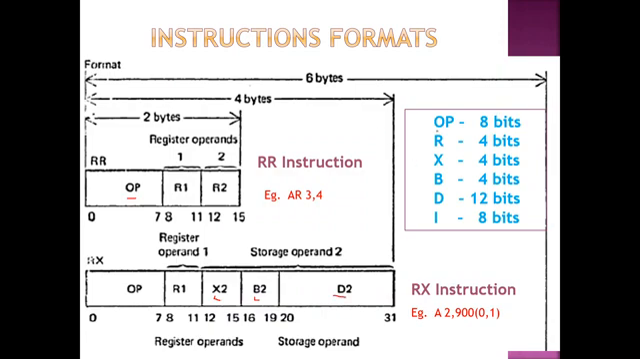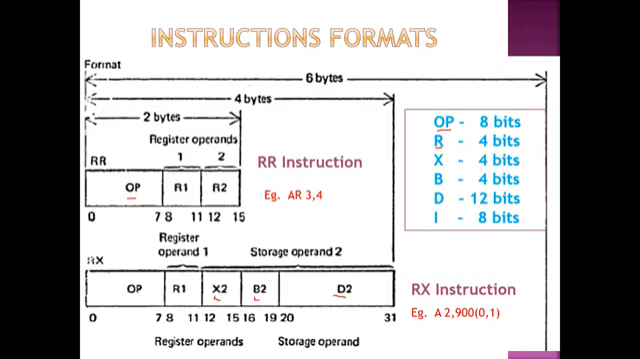OP here stands for the opcode. Any instruction should have the opcode, and after the opcode you have operands. Whenever I say R, whether R1 or R2, it means it is a register. OP means it is an opcode. Opcodes are always represented using 8 bits, or 1 byte.